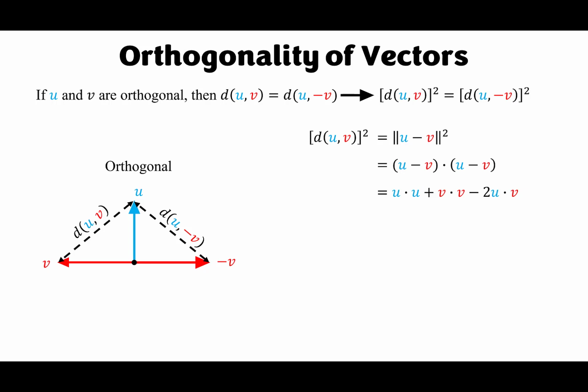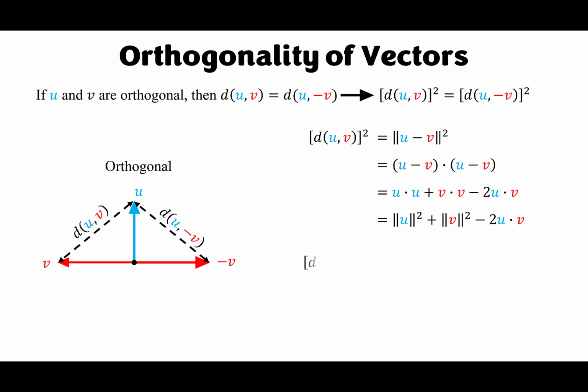Remember, the length of u is the square root of u dot u, but since there's no square root here, that means it's the length of u squared. So we're going to rewrite u dot u as the length of u squared, and likewise with v dot v, to have this final description of the distance between u and v being squared.